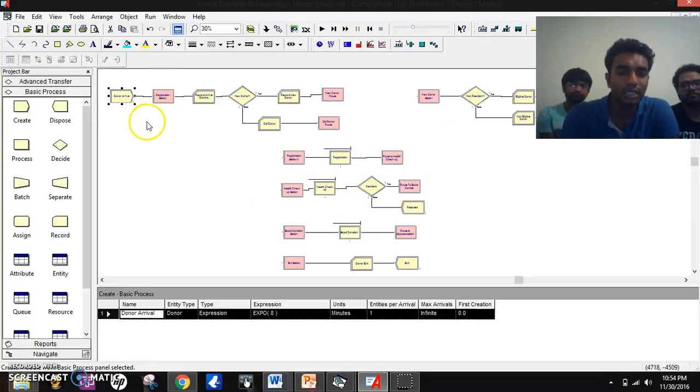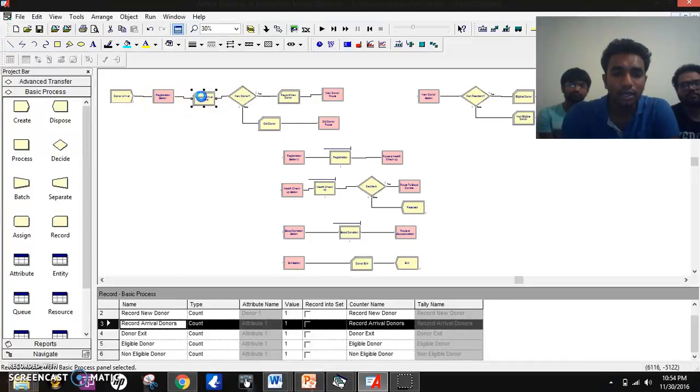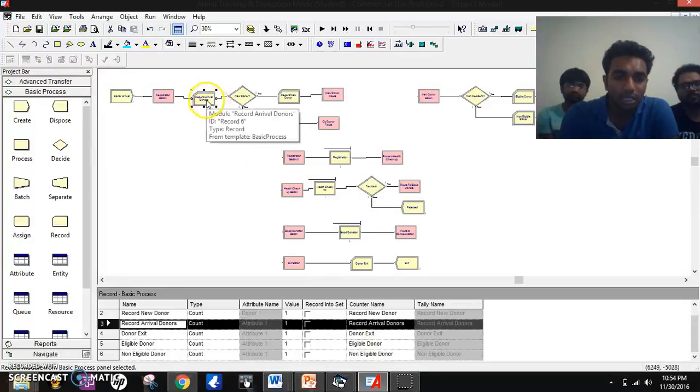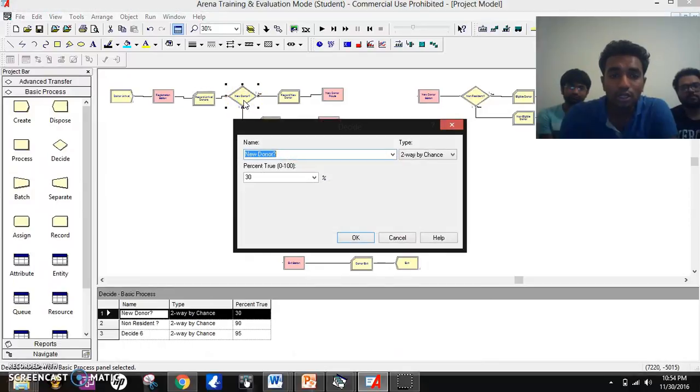Then we put a station for the newly arrived donor, and we also put a record module for how many donors arrive per minute. After the donor comes into our system, we decide whether it is a new donor or an old donor.